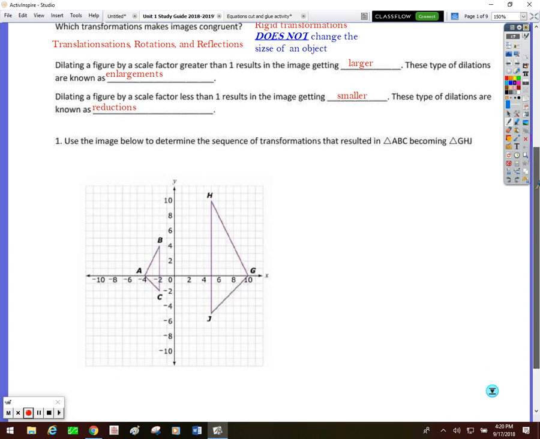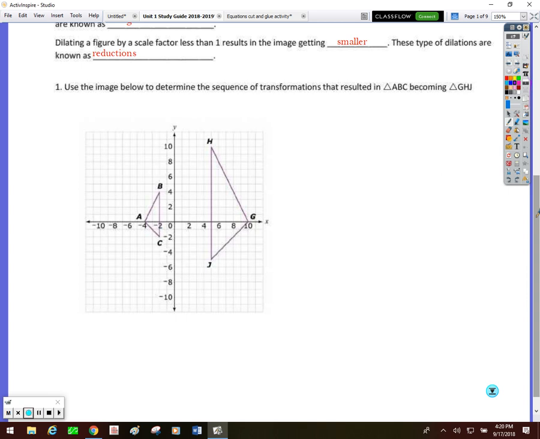Okay, so let's look at the first problem. We're going to determine the sequence of transformation. Remember, a sequence is two or more transformations done to an object to give you a new object. Here we have triangle ABC and triangle GHJ. How did I get ABC to become GHJ? The first thing I notice is it got bigger. Two things I do notice: it changed direction and it got bigger. So somewhere in there it's got to be some kind of dilation.